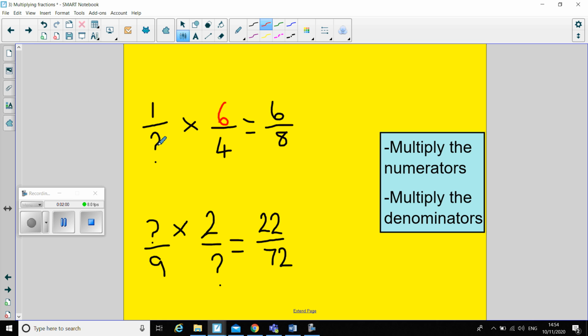And then I've got something times 4 gives me 8. Well, I know that 2 times 4 will give me the answer 8. So the missing number must be a 2. Okay. Now you've seen me do that one, I'd like you to pause the video again and have a think about what the answer would be to this question then.